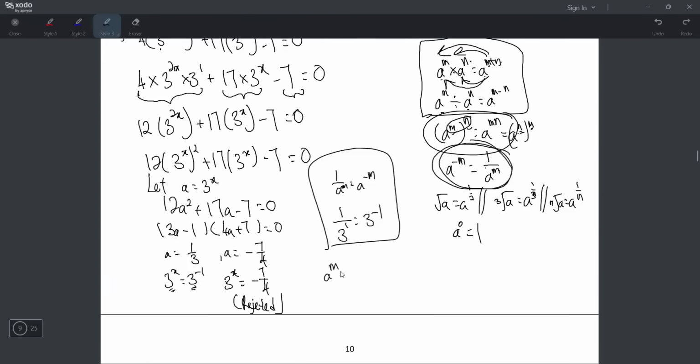So when we have the same base on both sides, A power M equals A power N, same base, that means the power will be the same also. You can take the power equals power. So your X equals to negative 1.